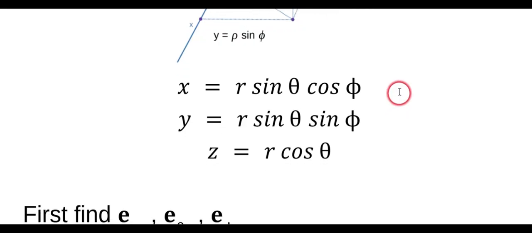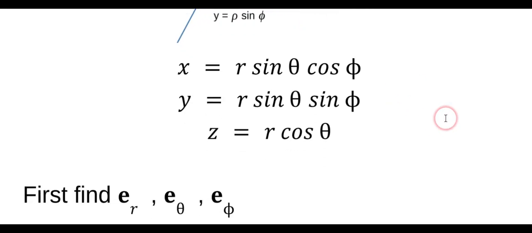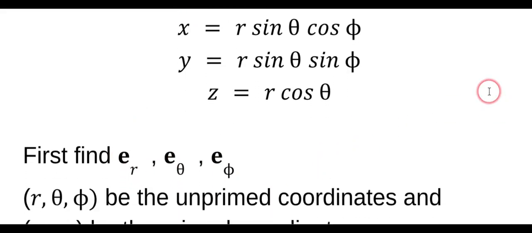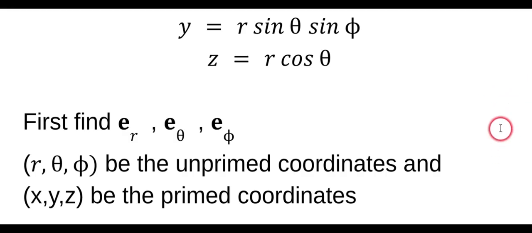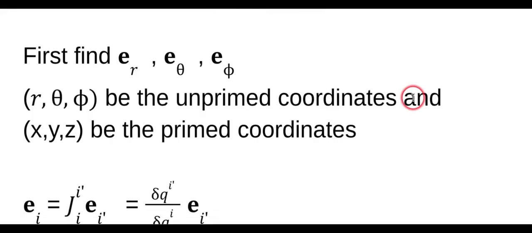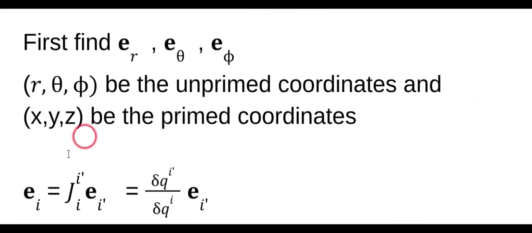Now we want to use those to find our basis vectors in spherical coordinates, which would be e_r, e_theta, and e_phi. Okay, so we're going to let r, theta, and phi be the unprimed coordinate system, and x, y, z be the primed coordinate system. So we're going to do this the right way. We're going to use the Jacobian, because last time I didn't, I got in trouble. Okay, so here's our generalized equation. So the unprimed basis vector is equal to the Jacobian times the primed basis vector. And all you have to remember is you have one free index, and it has to be in the same position here and here, and everything else is primed.